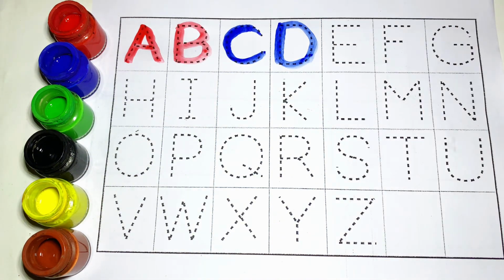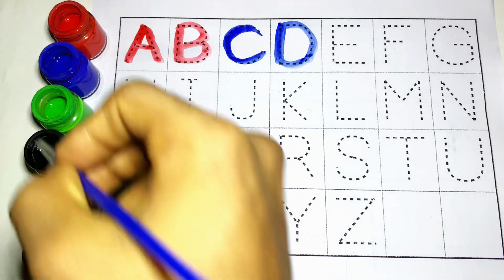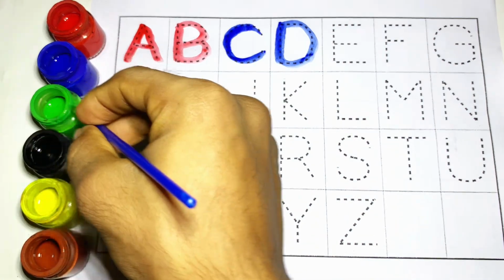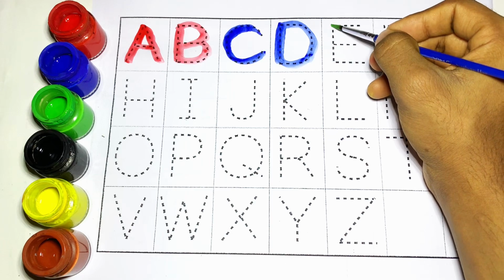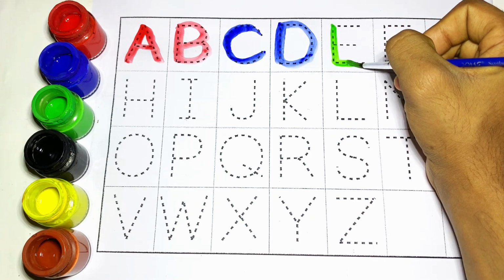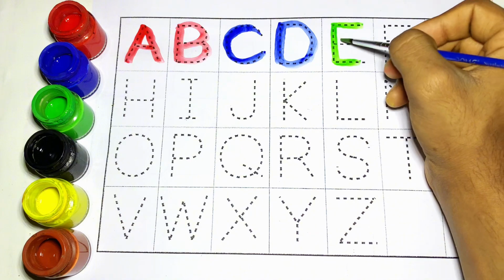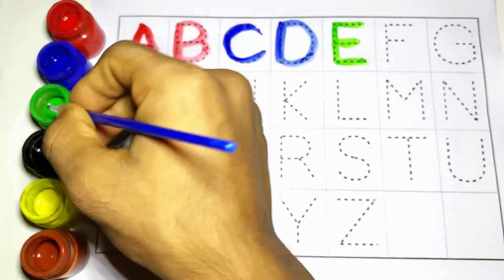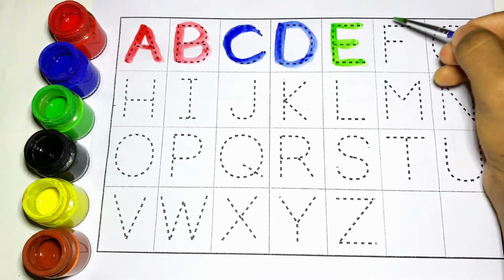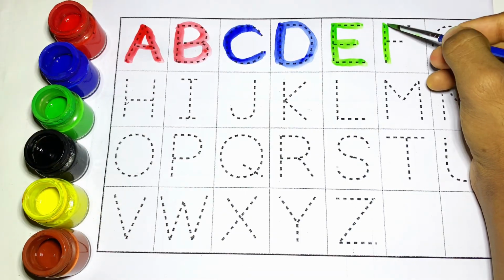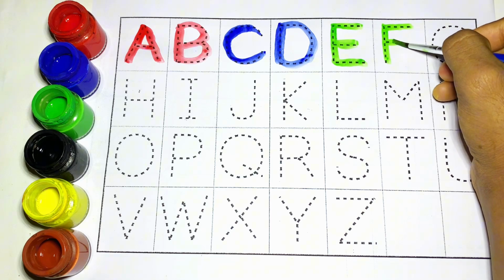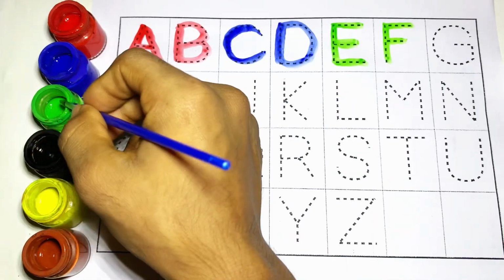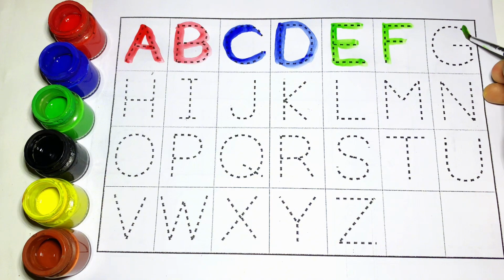Kids, now draw E. E for elephant, and use green color. Kids, again use green color and draw F. F for fish. Kids, now draw G. G for goat, and again use green color.